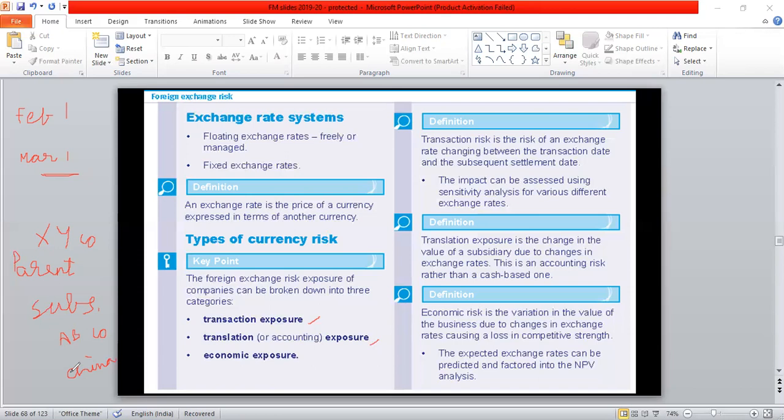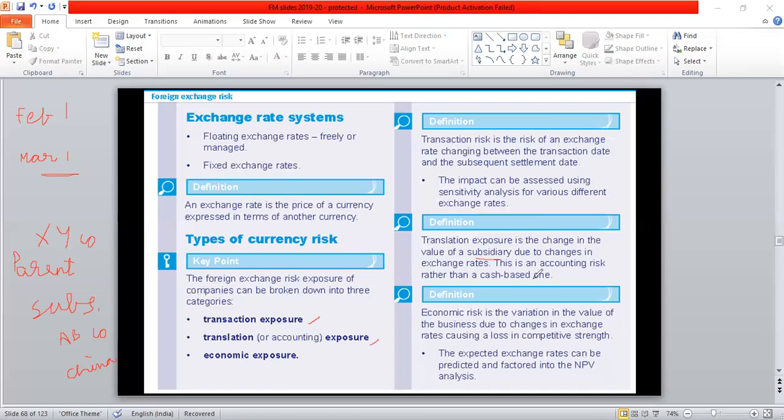First one is transaction risk, because they are involved in exchange of certain things. So if there is any risk involved, it is called transaction risk. Translation risk arises, it says that translation exposure is the change in the value of a subsidiary due to changes in exchange rates. This is an accounting risk rather than a cash-based risk. They are not making the payment here, but because of the books of accounts, they have to make these changes. So any risk which arises on account of that is called translation risk.